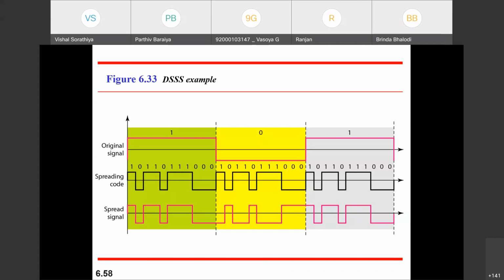So whether it is the same pattern or the inverted pattern, at the receiver side I can detect whether it is 1 or 0. This is DSSS, in which we are giving an individual digital sequence chip to each different station.